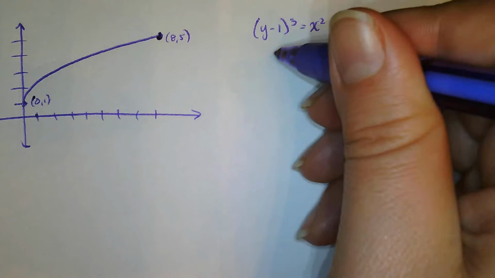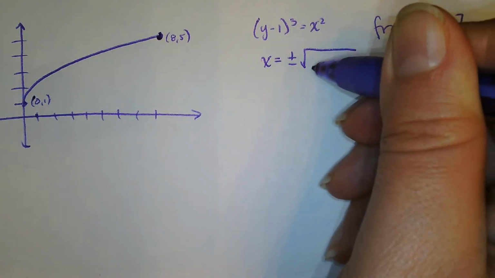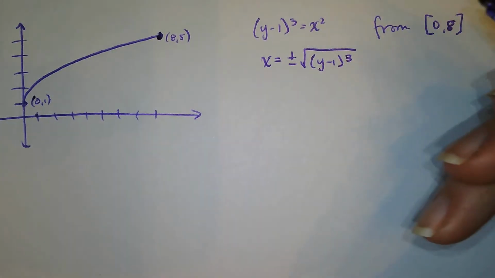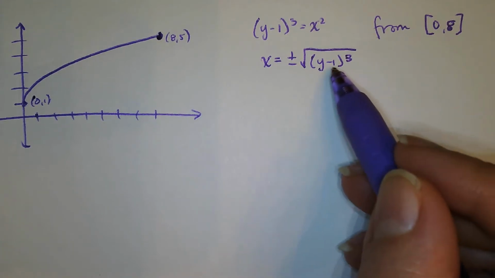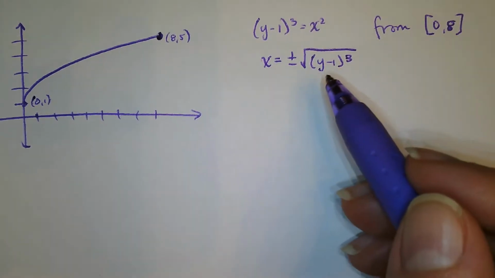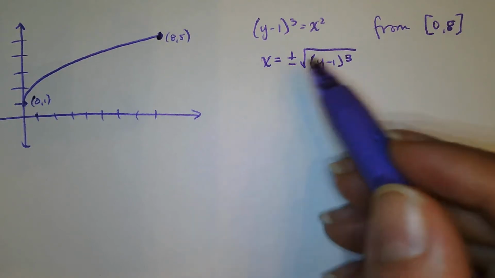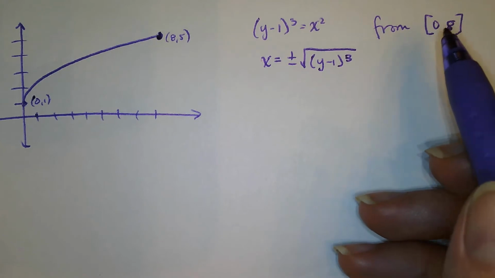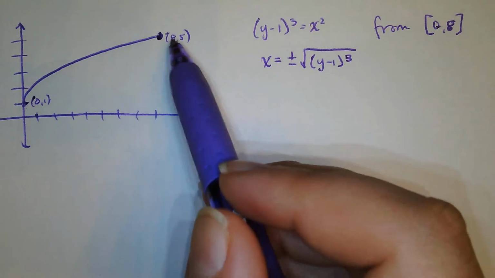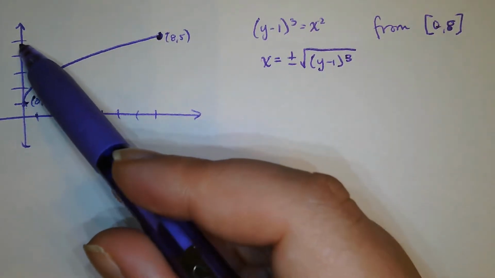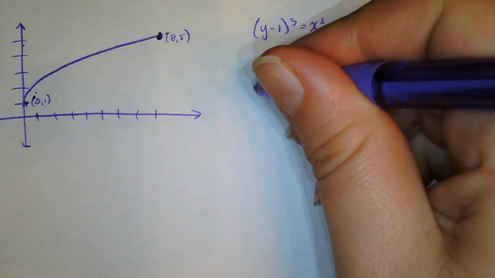It's going to be definitely a lot easier to solve this for x. So if I square root both sides, I'm going to get x equals plus or minus the square root of y minus 1 cubed. That was definitely easier than the other way around, less steps. So we actually have to do this in terms of y. Instead of going from 0 to 8, we go from 1 to 5 in terms of the y values, and we can do this just as well. So we're going to write this as a function in terms of y.